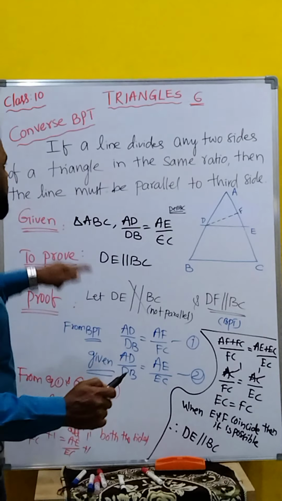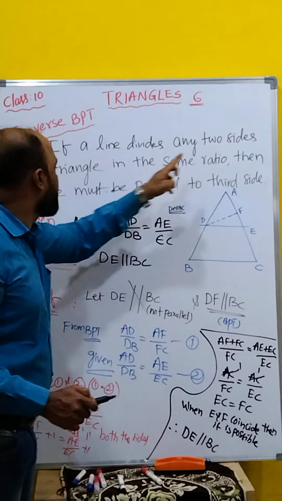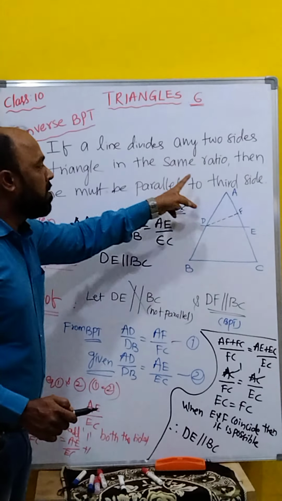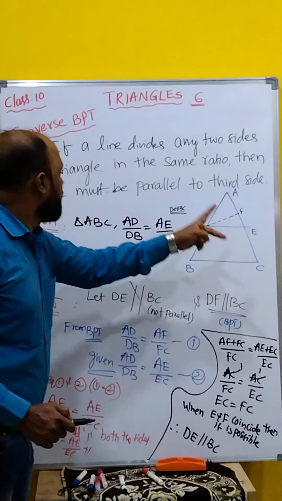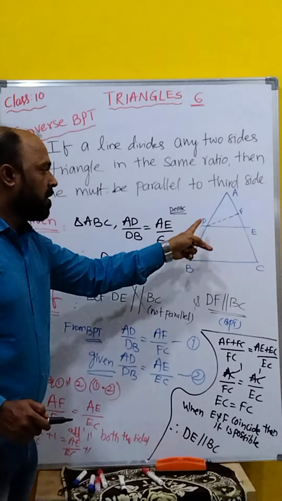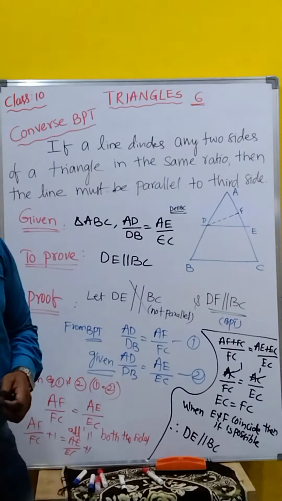Just read again the statement. If a line divides any two sides of a triangle in the same ratio, that means AD by DB is equal to AE by EC, then the line must be parallel to the third side. That means DE is parallel to BC. Clear children?